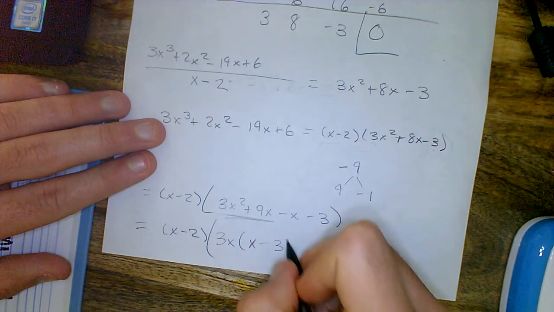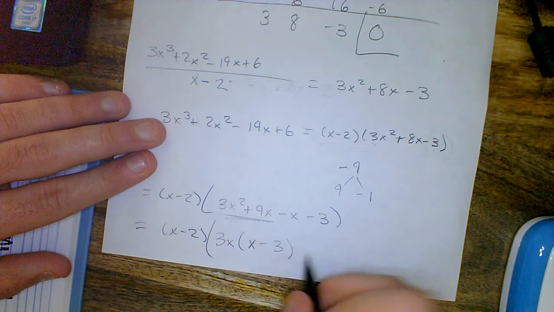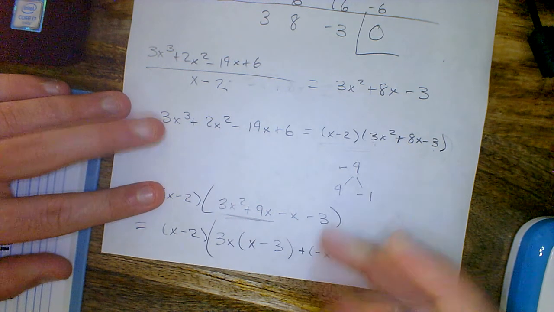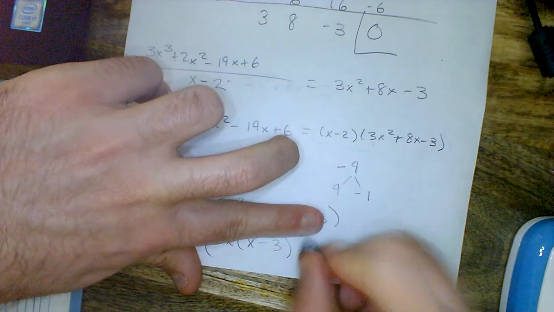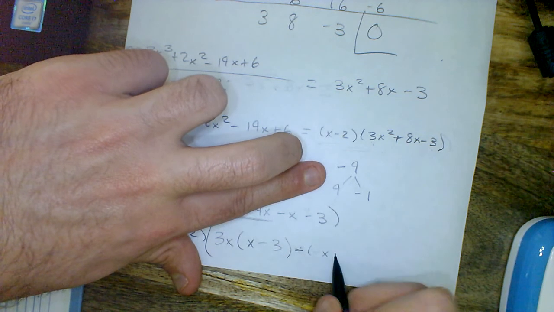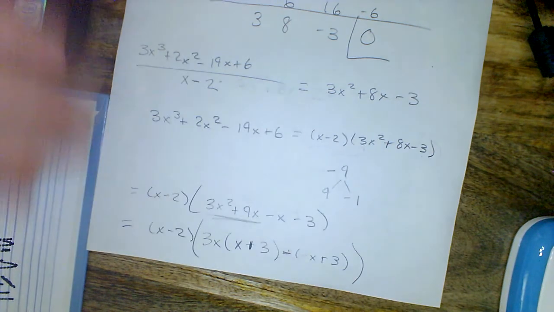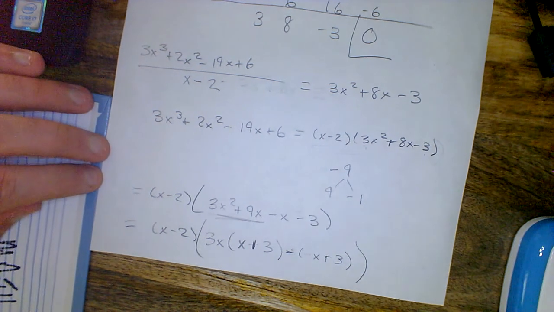Sorry about that. Okay, so we have x minus 2 times 3x times x minus 3, plus negative x. So I'm going to factor out the negative here too: minus x plus 3. And sorry, this should be a plus here. Okay, this is just the factoring by grouping method that we learned.